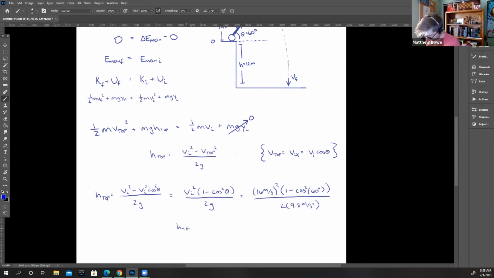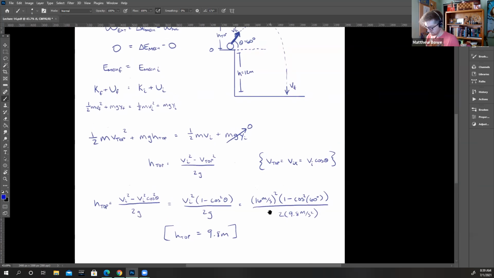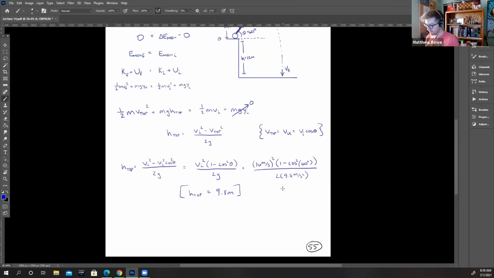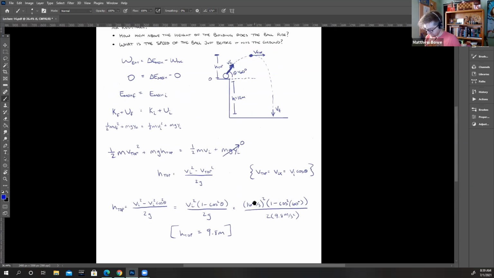And finally, we have the height that this ball is able to be projected upward above the building is another 9.8 meters. All right, so that's pretty high up there. What's the next thing we want to solve for? We want to find what is the speed of the ball just before it hits the ground.